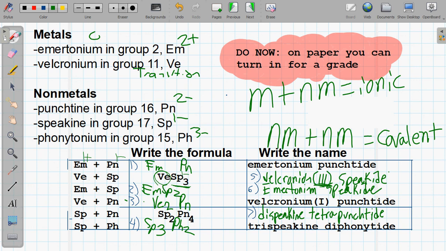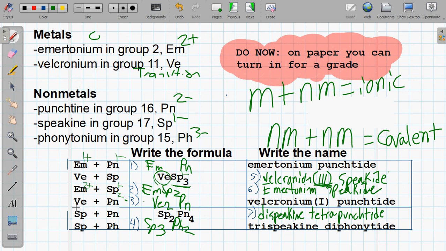And then we have Emertonium and Spekine. All right. Emertonium is a 2 plus ion. Spekine is a 1 minus ion. So I need 1 Emertonium and I need 2 Spekine. So EmSp2 is the formula you're looking for.